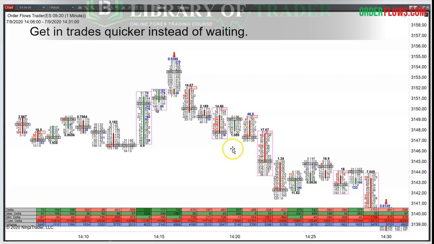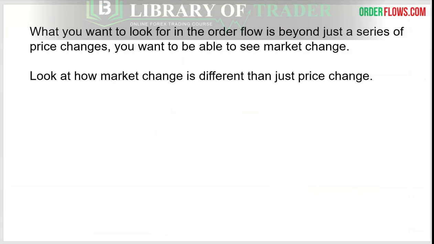So you're getting in on the trade 4 points earlier than everybody else. You're going to have more profit potential. You're going to have more wiggle room. And your bottom line at the end of the month is going to be much better. So what you want to look for in the order flow is beyond just a series of price changes, right? You want to be able to see market change. You want to look at how market change is different than just price change.